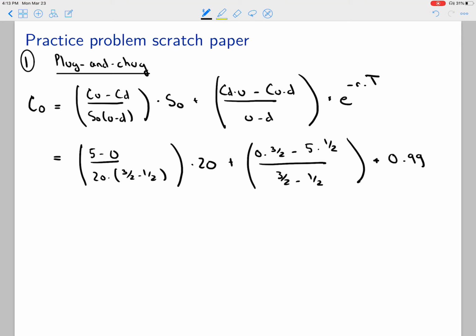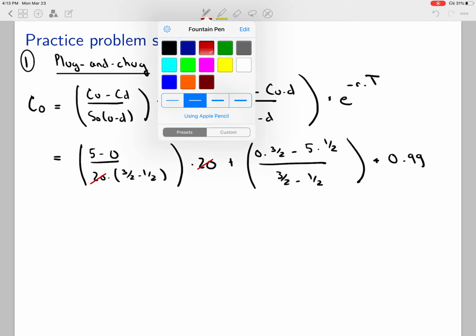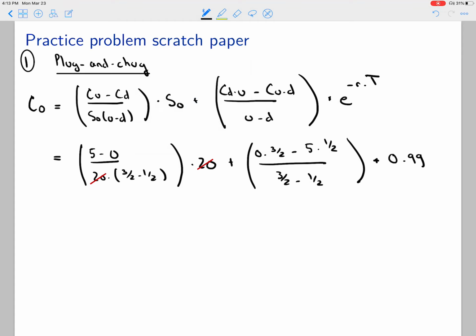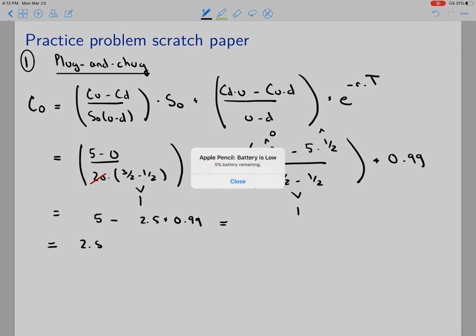We can start canceling some like terms. 20 will cancel with 20. 3/2 minus 1/2 is equal to 1. This is 0 up here. This is minus 2.5. So you're going to have 5 minus 2.5 times 0.99. What you're going to see is that the call option price is going to be equal to 2.525.